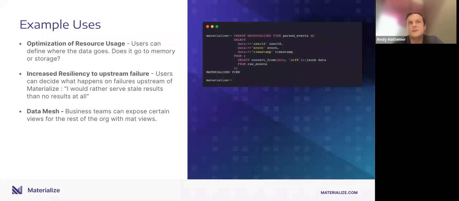Generally, the most obvious one is just this optimization of resource usage, where you can now choose: do I want the final state of this view to be maintained in memory or written down to storage? And it's a trade-off where in-memory is more expensive, but the query latency is lower. And in storage adds latency, but it's cheaper, and it means that the results can be shared out to other compute clusters. So it creates capabilities like increased resiliency to upstream failure.